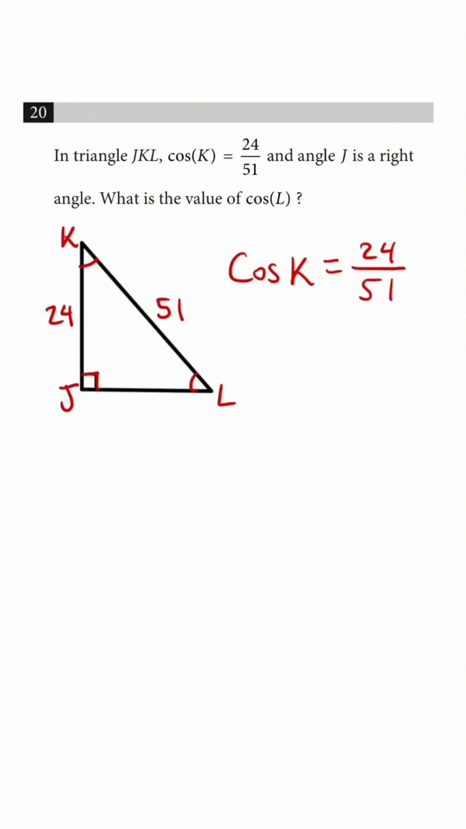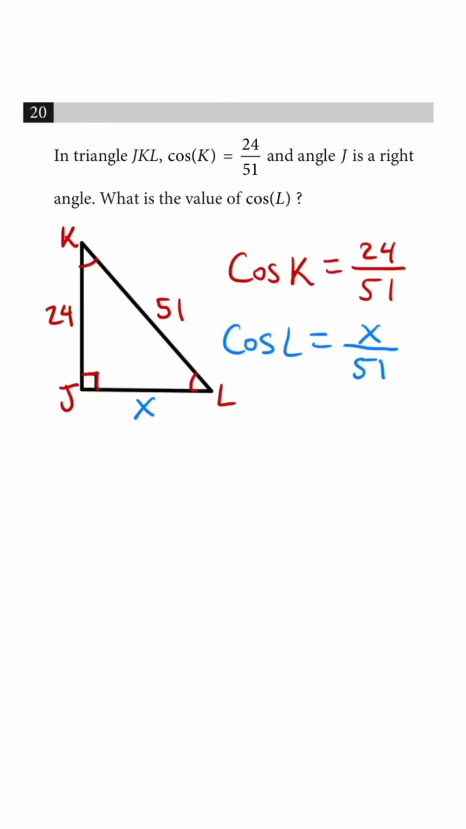But keep in mind that this is just an example of a triangle that has this ratio. We are actually unable to find the exact side lengths of triangle JKL with the information we are given. But we can find the value of the cosine of L, which we know is the length of the adjacent side to L divided by the length of the hypotenuse. In our triangle here, the length of the hypotenuse is 51, but we don't know the length of the side adjacent to L. So let's call it x.